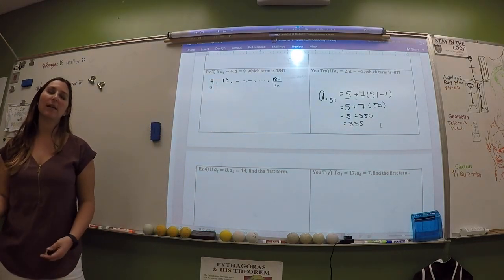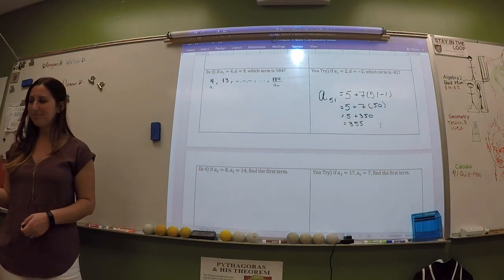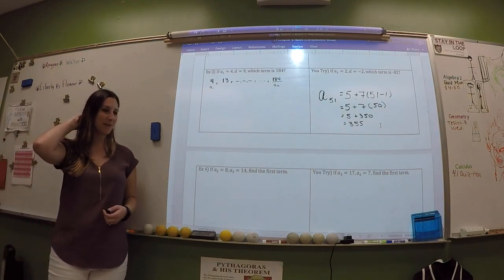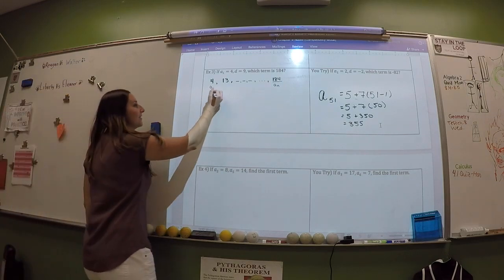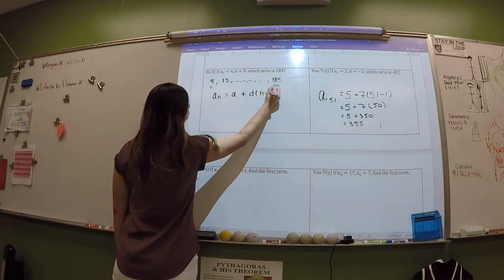So we could just sit there, maybe with a calculator, and keep adding 9, and then count how many times we added 9. That's probably what you're going to do on the SAT when you forget all of this. But we're not going to do that. We're going to use our formula, and we're just going to use it in reverse.